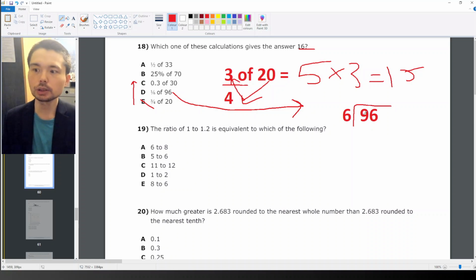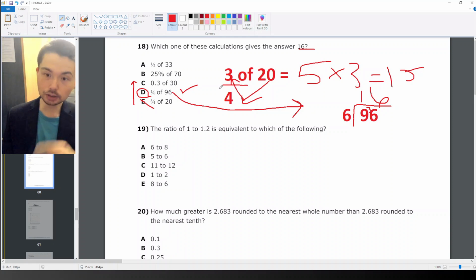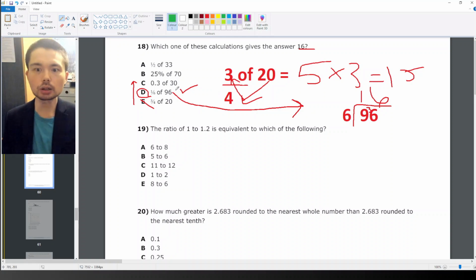How many 6's go into 9? 1 remainder 3. And then how many 6's in 36? 6. There we go. D is the answer. I'm not going to waste time checking the others. Actually, I will waste time in this video. In the real exam, you have to move on. But I just want to convince you with the other options.